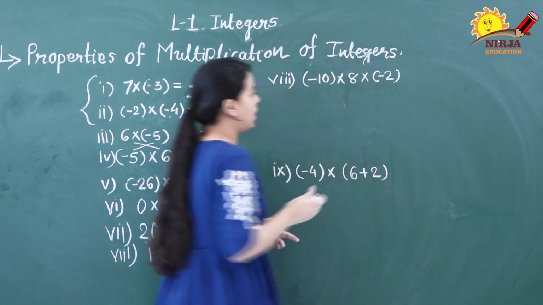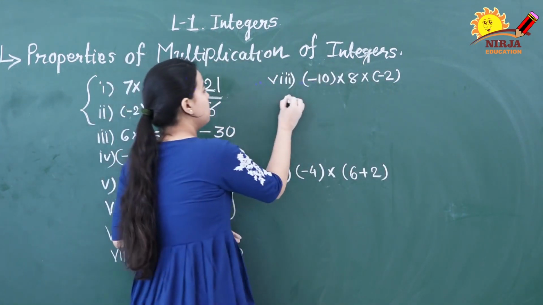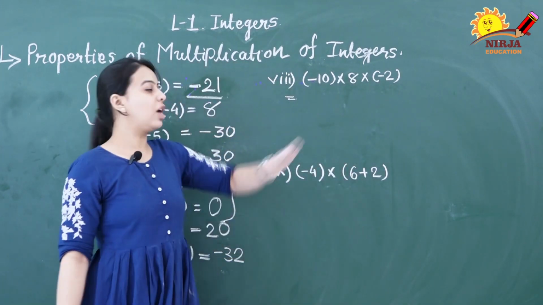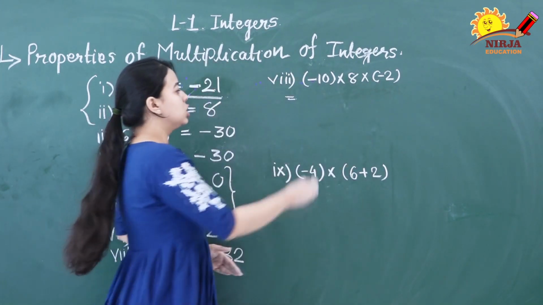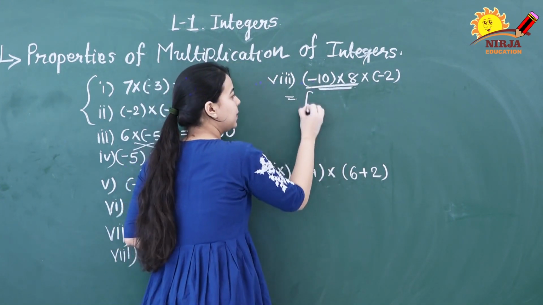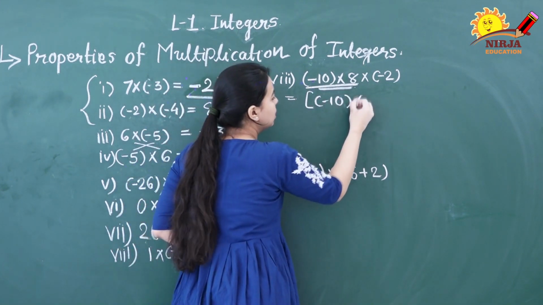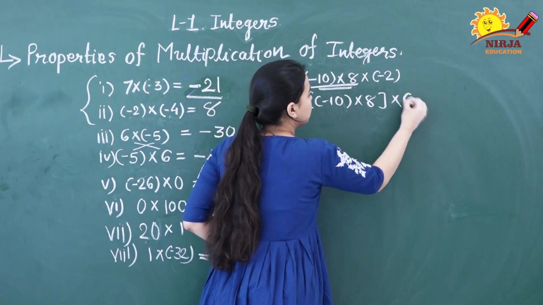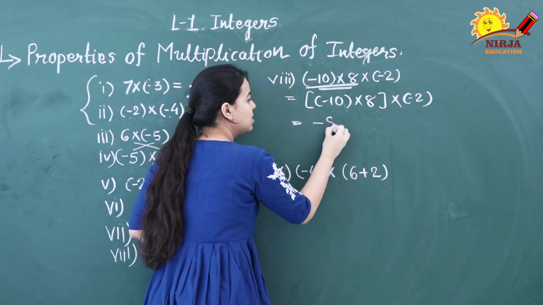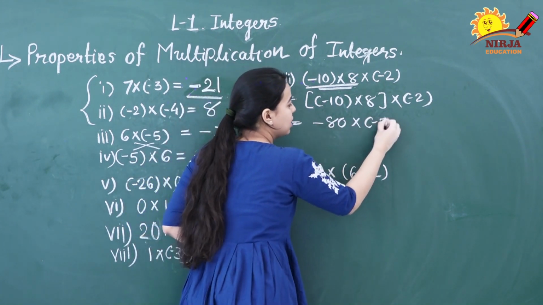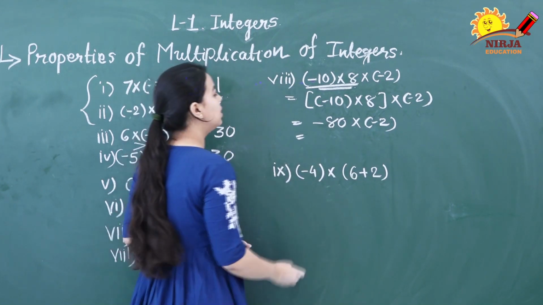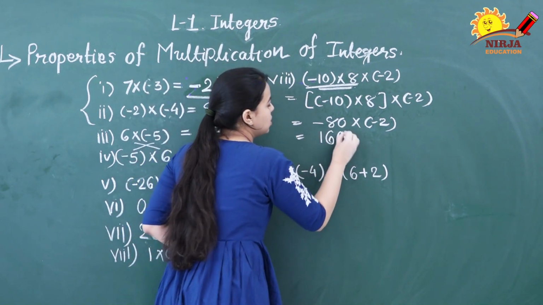Now let's see another example. Here I have written minus 10 multiplied by 8 multiplied by minus 2. So we are going to multiply three integers. So first I am going to do these two first, minus 10 multiplied by 8, and I am taking it in the bracket. So minus 10 multiplied by 8 will be minus 80 multiplied by minus 2, and minus 80 multiplied by minus 2 will result as 160.